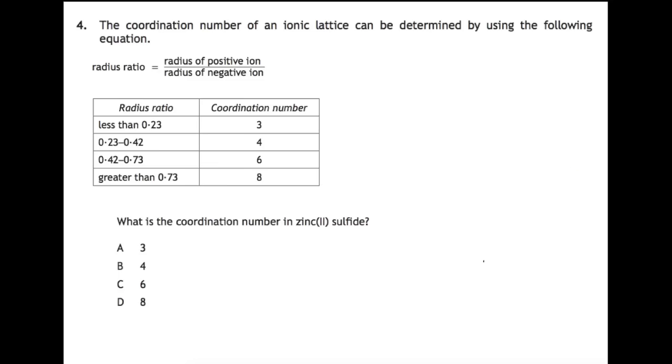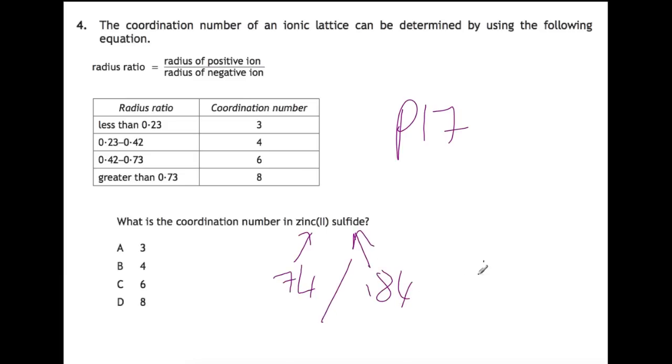Question 4. The coordination number of an ionic lattice can be determined by using the following equation. So it's a radius of the positive ion divided by the radius of the negative ion. So you need to look at page 17 of your data book to find ionic radius. For zinc it's 74, and for sulfide it's 184. If you take the ratio of the two, you'll find it's 0.4. This lies in this region here where we have a coordination number of 4, giving us an answer of B.